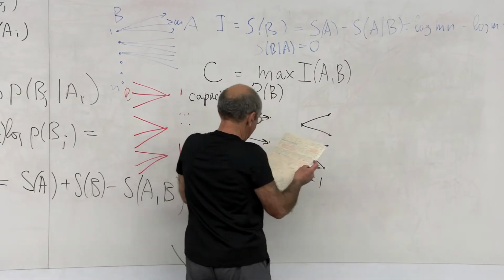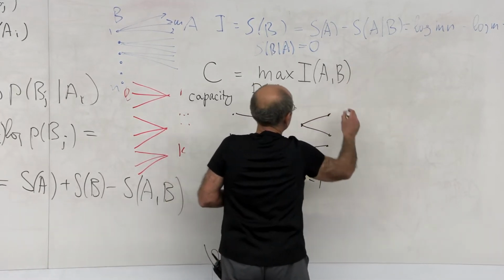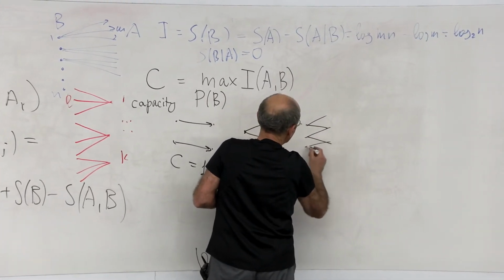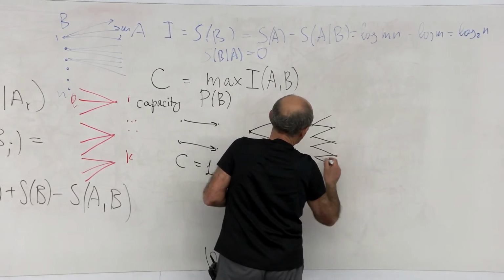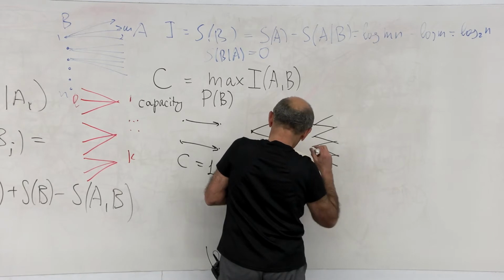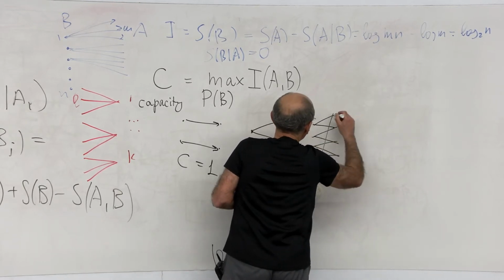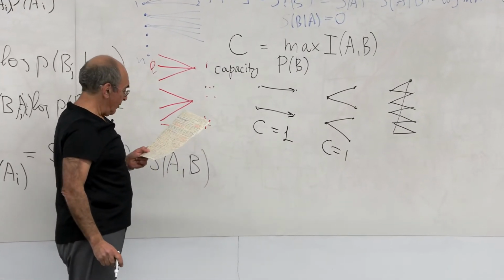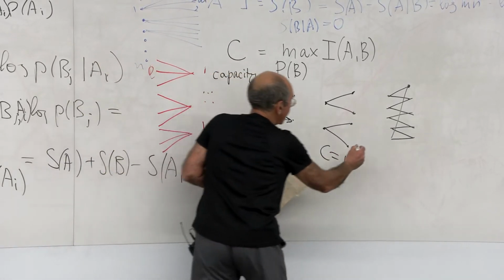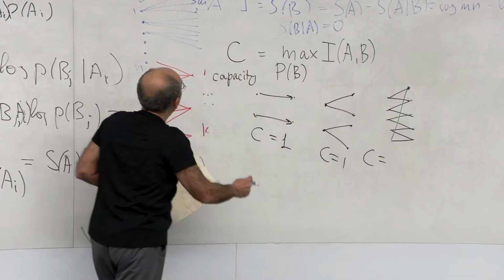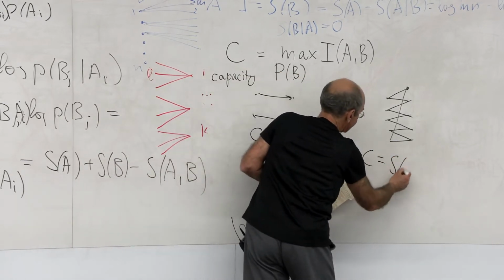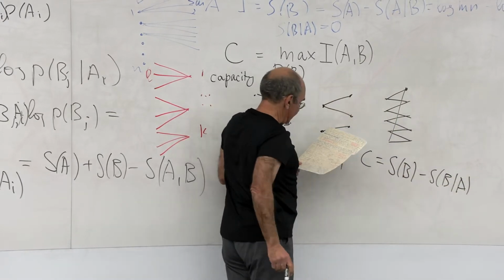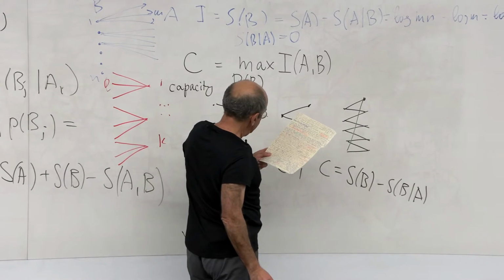Okay? And if I have something with intersections, for example, something like this, one, two, three, four. How many do I have? 5. What would be the capacity here? Again, let's write it. C is S of B minus S of B under condition of A. What is S of B? Do we have 5 or? Yeah.